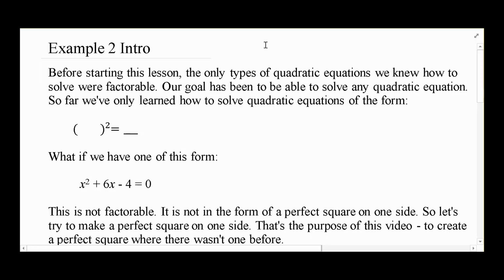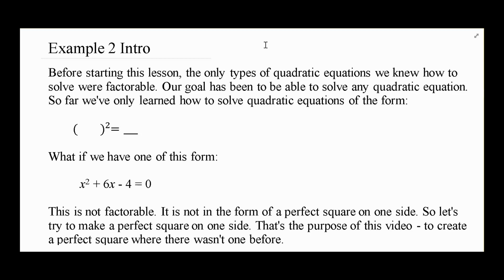All right, so before we started this lesson, we only knew how to solve quadratic equations that were factorable. And we already talked about that in this lesson, that our goal is to be able to solve any quadratic equation. So we learned a very basic type that we can now solve, that if we have a perfect square on one side, number on the other, then we can go ahead and solve that. But what if I want to look at x squared plus 6x minus 4 equals 0? It's not factorable. It's not a perfect square on one side, number on the other. So what can I do? And that's what we want to look at in this video.